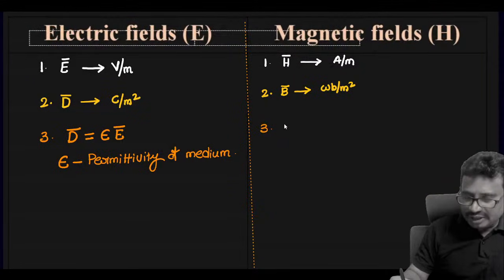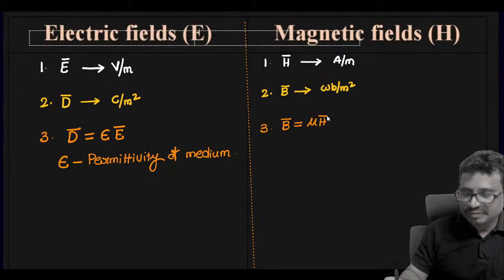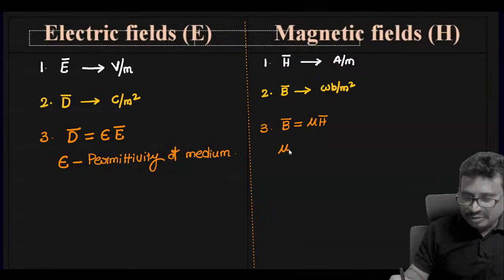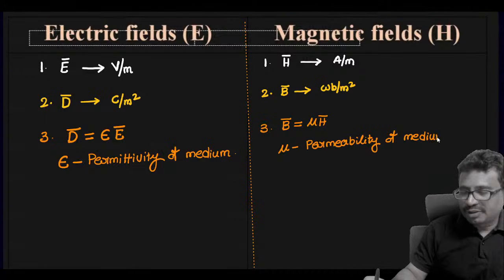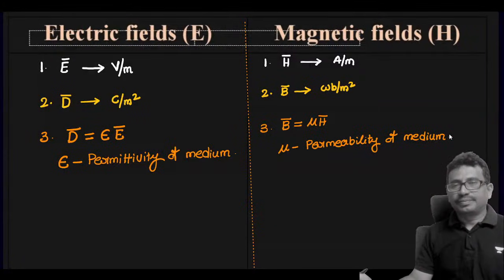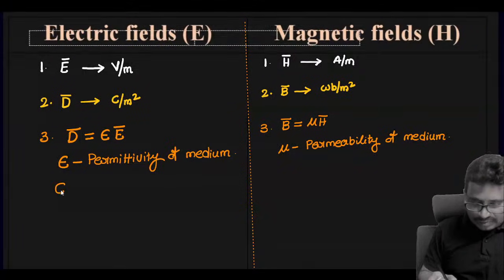And similar to that, in the magnetic field we have a relation: B equal to mu H. And this mu is called the permeability. Permeability of medium.